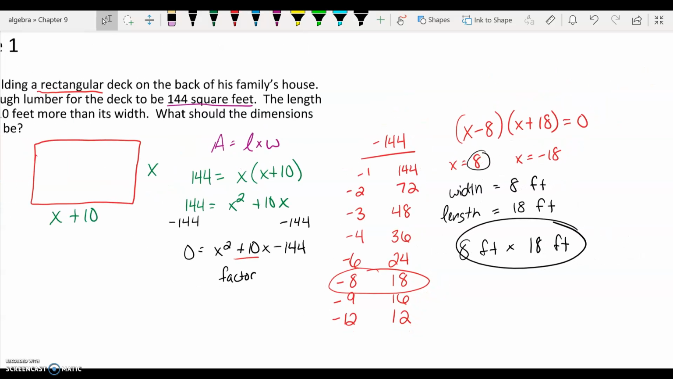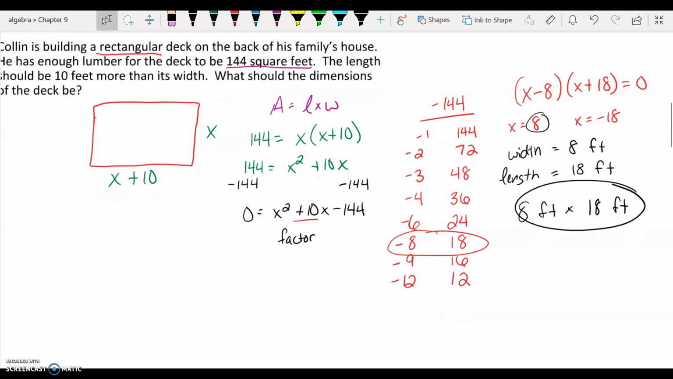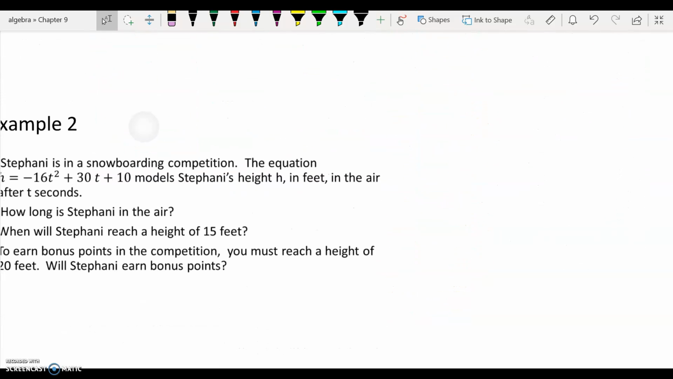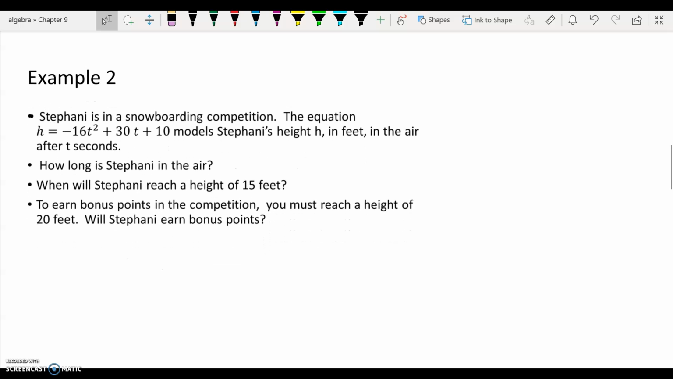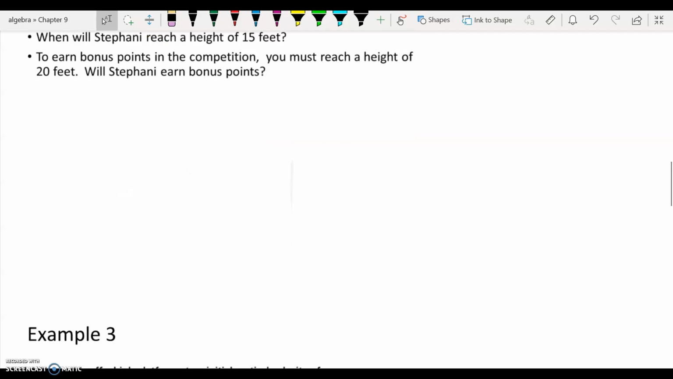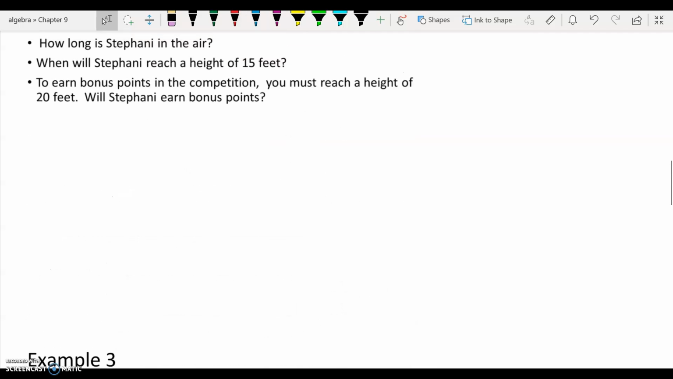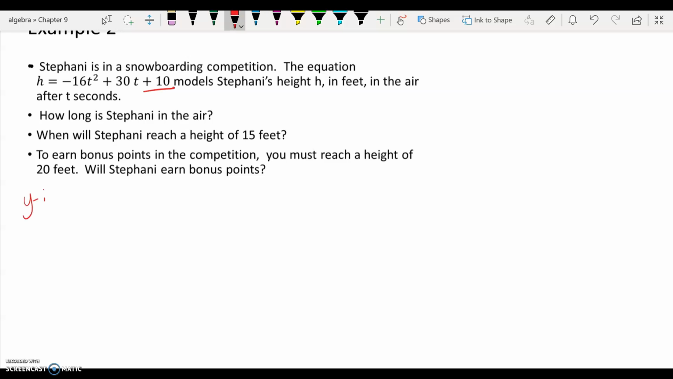So that's kind of what they're looking for when they do quadratics using area. So we're looking for solutions. Example 2 says Stephanie is in a snowboarding competition. The equation h equals negative 16t squared plus 30t plus 10 models Stephanie's height h in feet in the air after t seconds. Well, the big thing that we know is that the 10 represents her y-intercept. So the y-intercept is going to be 10.